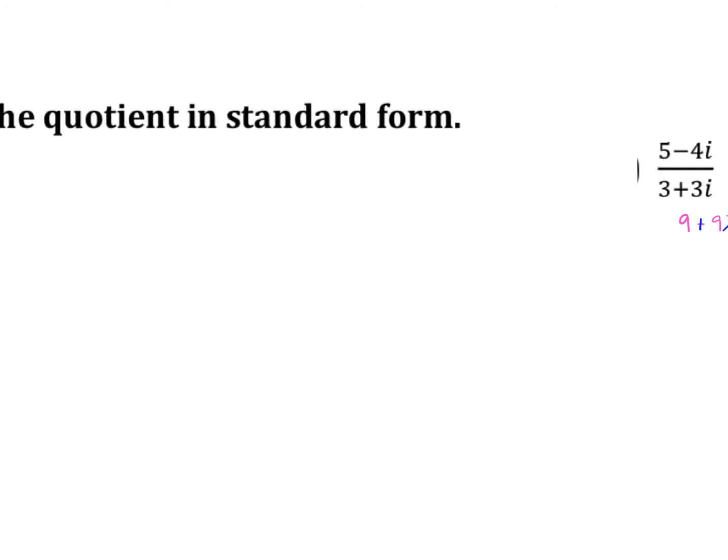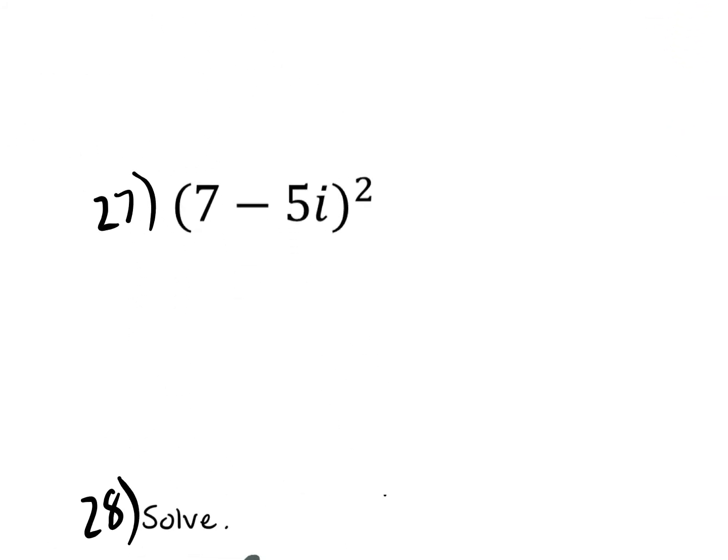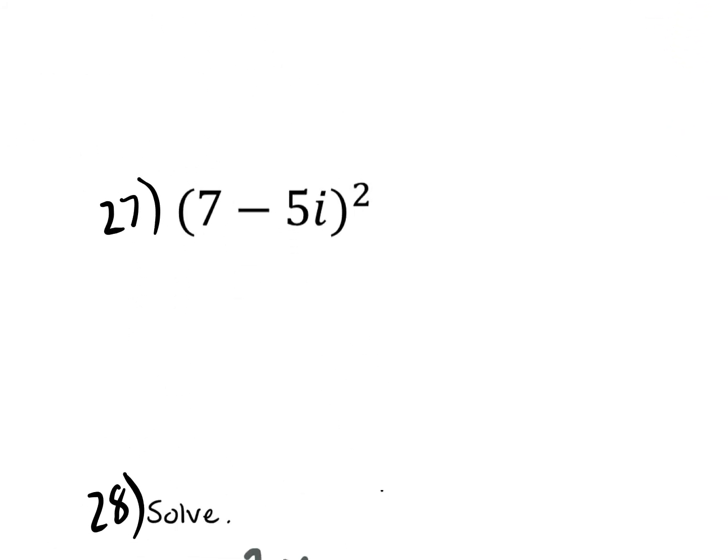All right, next one, number 27. So we have 7 minus 5i squared. We have to multiply this times 7 minus 5i. So it's 7 minus 5i times 7 minus 5i, because squared just means we multiply it by the same thing. Then we need to FOIL. So this would be 49 minus 35i minus 35i plus 25i squared.